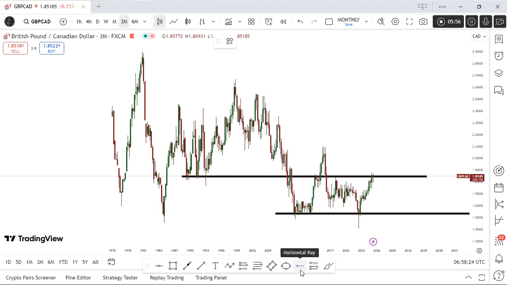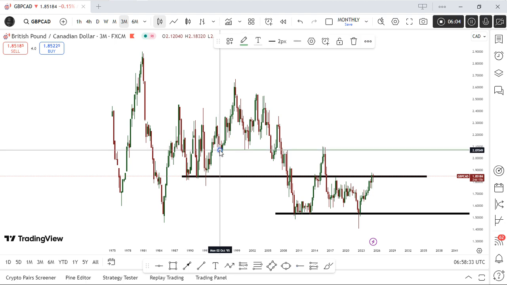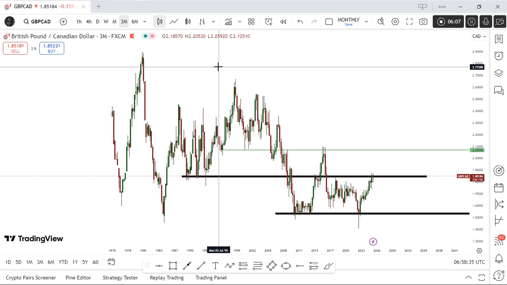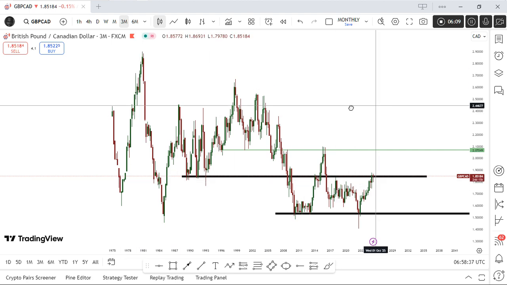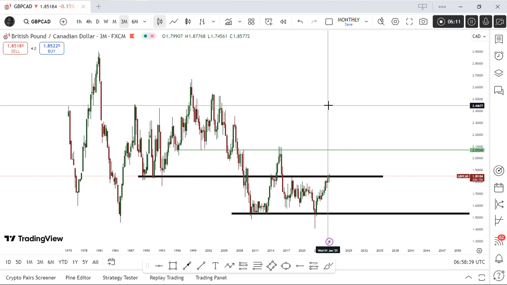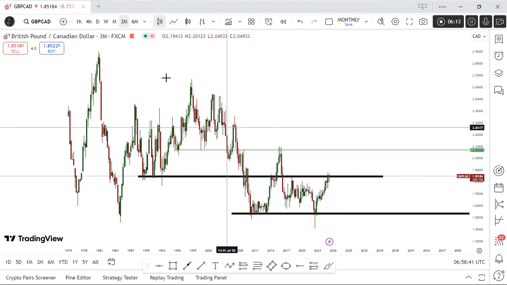So I'm going to be using a line now to plot something here. Now, why am I using a line? I'm using a line because I do not want to make my chart look messy. I want to make it look neat and good. Now we can see this looking neat and good.